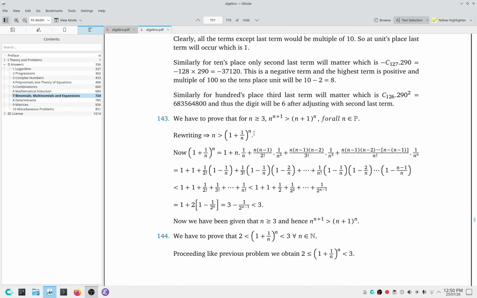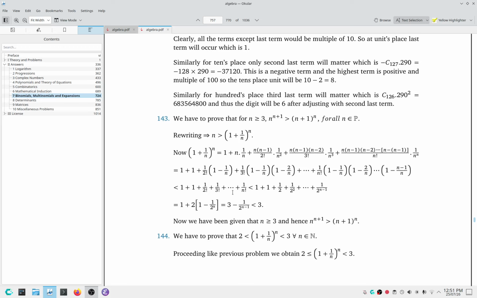So we have to prove this. Now this is essentially we have to prove that n is greater than (1 plus 1 upon n) to the power n. We expand the binomial expression, we get 1 plus n into 1 upon n plus n times (n minus 1) upon 2 factorial times 1 upon n squared, and so on. So this we can write as 1 plus 1 plus 1 upon 2 factorial times (1 minus 1 upon n) plus 1 upon 3 factorial times (1 minus 1 upon n) times (1 minus 2 upon n), and so on. So this essentially becomes less than 1 plus 1 plus 1 upon 2 factorial plus 1 upon 3 factorial and so on up to 1 upon n factorial.